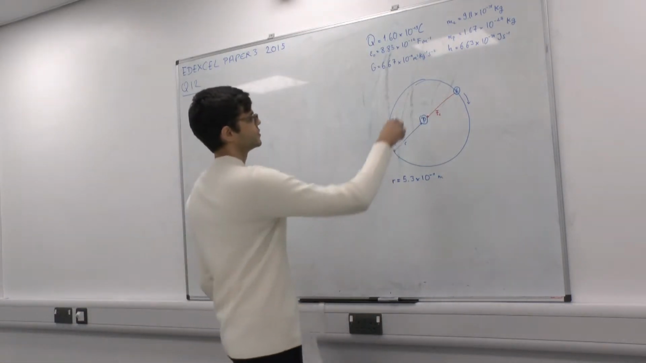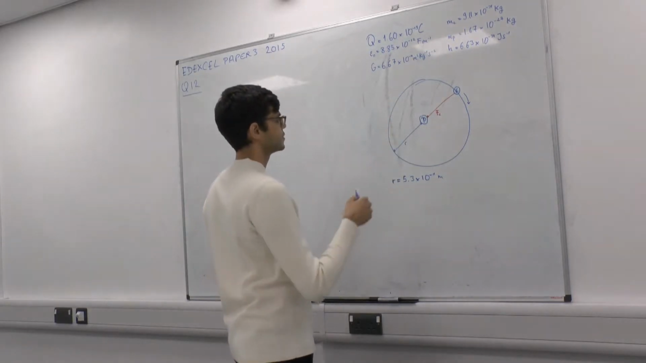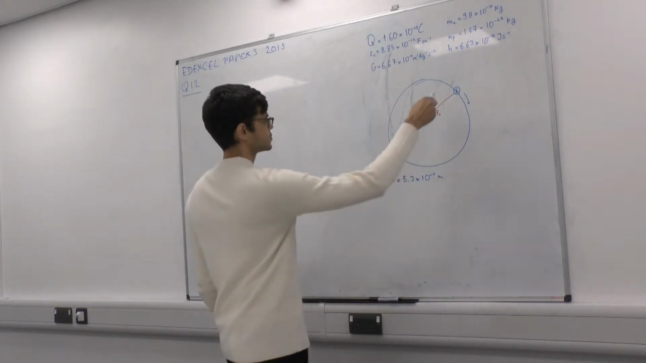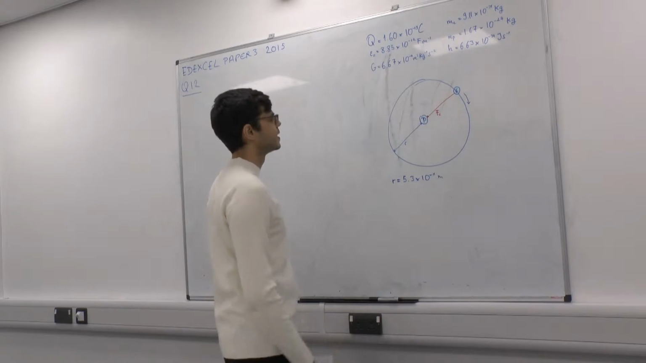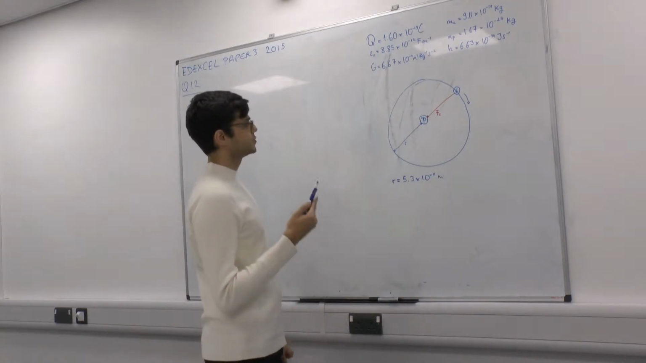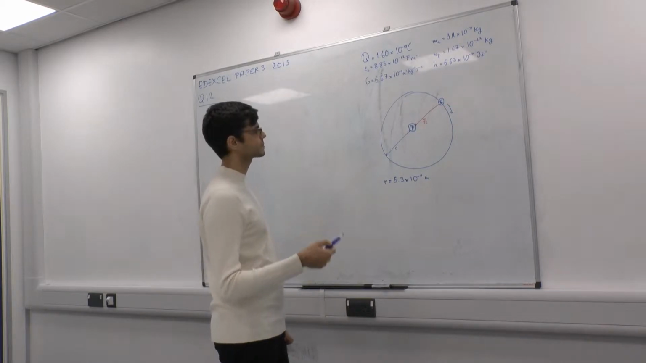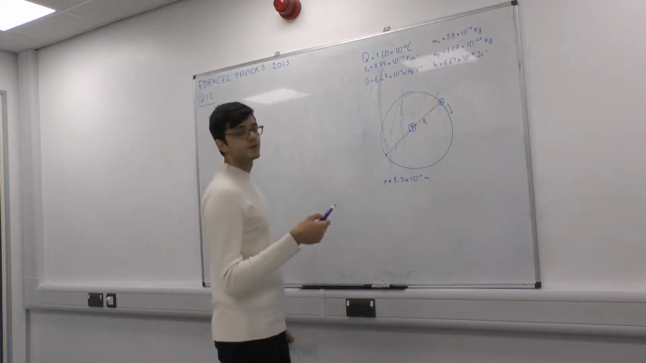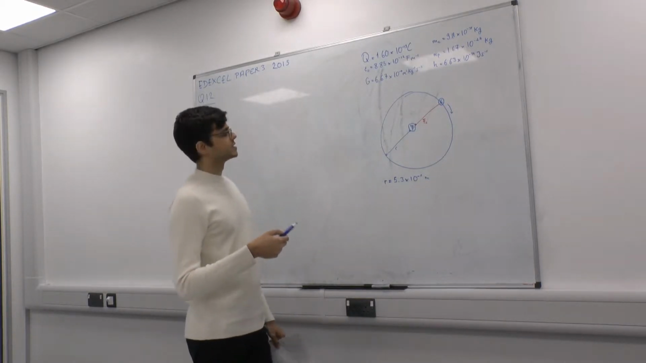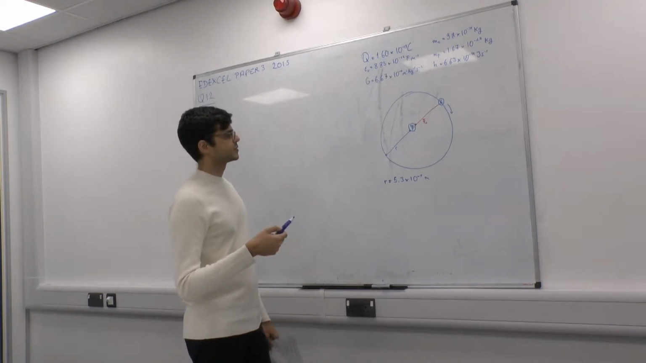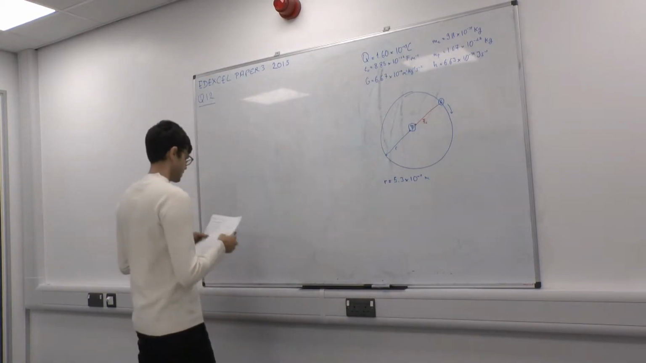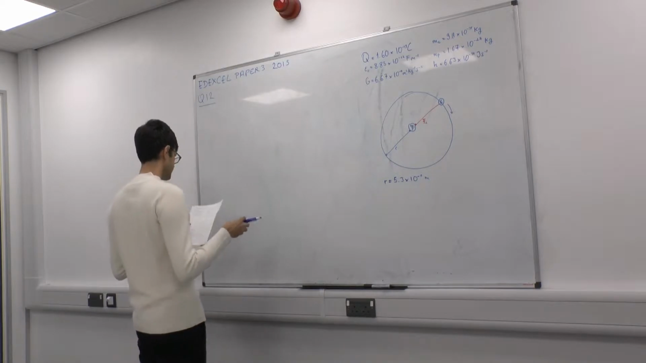Because the electron is moving in a circular motion, it undergoes a centripetal force, which points towards the proton. And so there are two contributions to this force. There's an electrostatic contribution and a gravitational one. And we're asked to show that the gravitational contribution is negligible compared to the electrostatic one. So how do we do this? Well, we start off by computing both the forces.